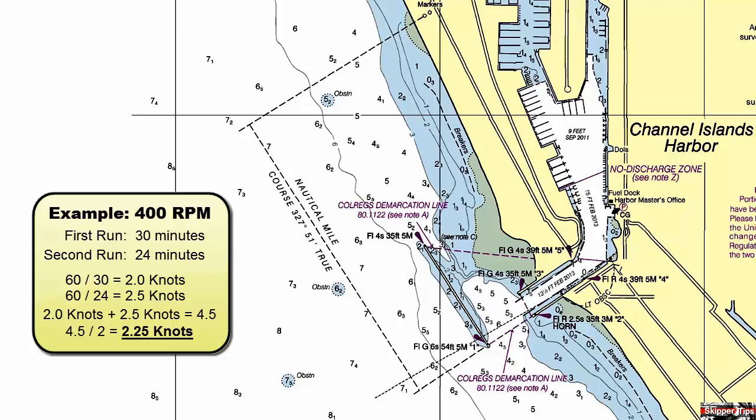Repeat this sequence as you run up and down the measured mile at other RPMs. Once you have completed your speed versus RPM table, you can use this to estimate fuel requirements for cruising or sailing.